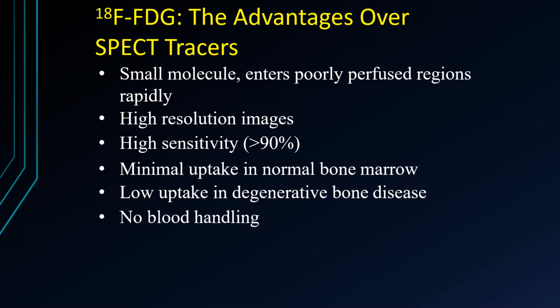Well, a lot of the SPECT tracers are some sort of ligand or actual labeling of the white blood cells, the leukocytes themselves. So compared to those, FDG is a small molecule and enters poorly perfused regions quite rapidly. And of course, it produces very high resolution images with high sensitivity. There's minimal uptake in normal bone marrow, low uptake in degenerative bone disease, and compared to white blood cell labeling, there's no blood handling involved.